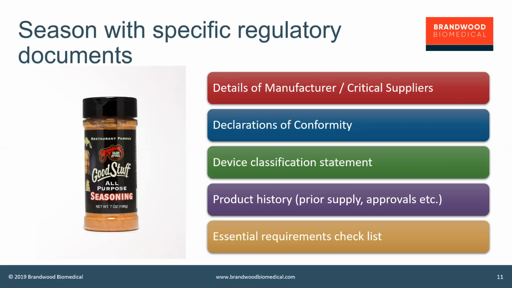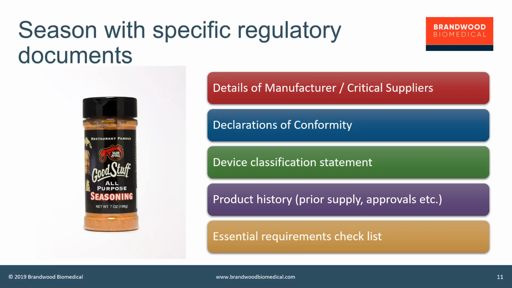So we've put 5 categories of these specific regulatory documents, and I just want to walk through each of these because I want to give you some geographic and regulatory specific examples for each. So the first one is details of manufacturing critical suppliers. As we outsource more and more of our manufacturing process, and we have more and more manufacturers that become critical to the supply of our device, the regulators are looking more and more at that.